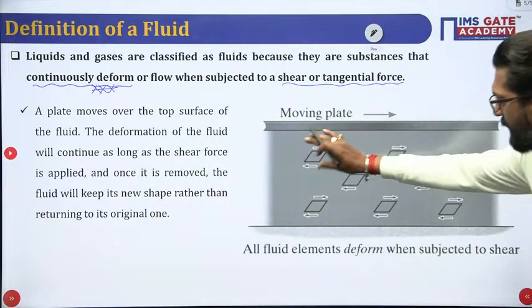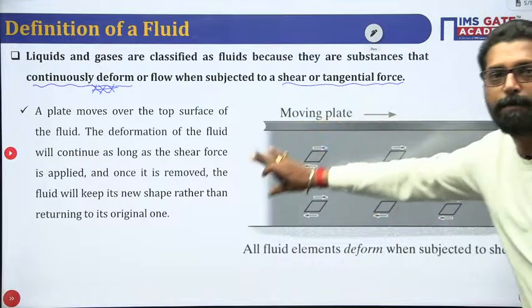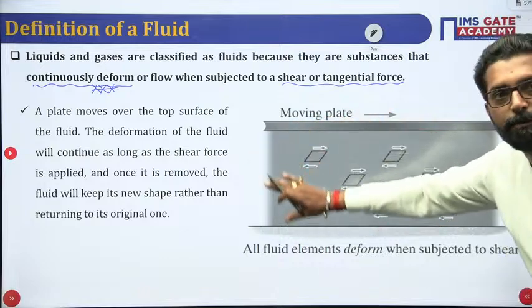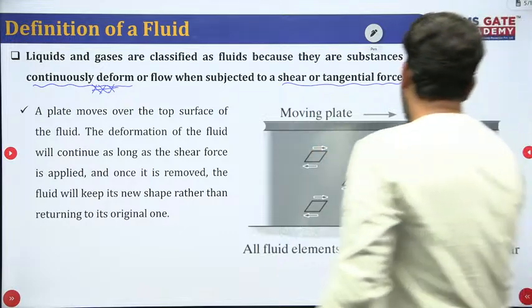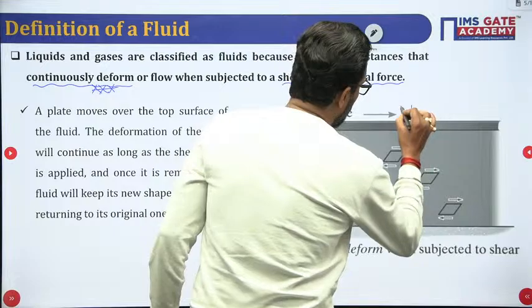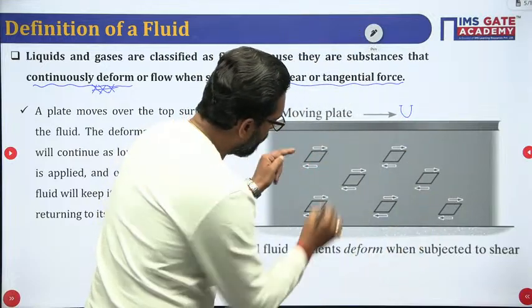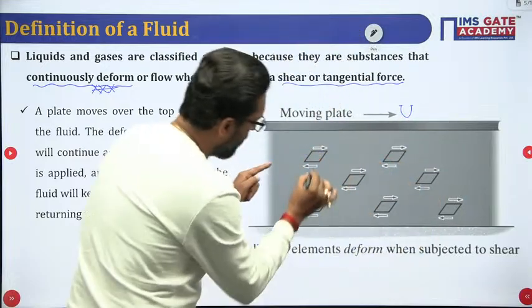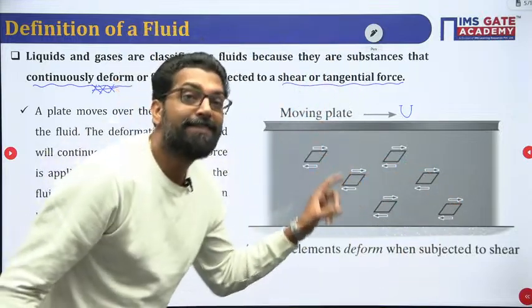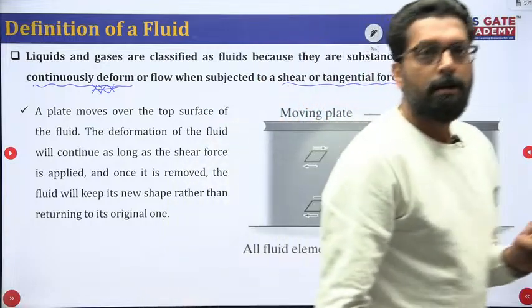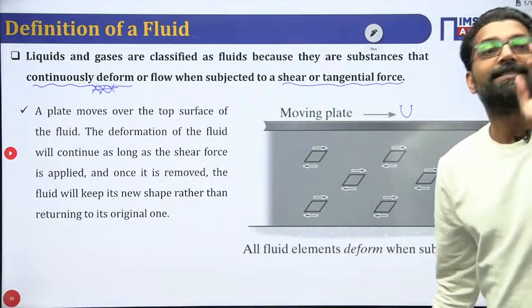So these are the fluid expanses. If you take any element of the fluid, this is the motion, this is the velocity, u. If you take any fluid element at any point, this point, this point, this point, the fluid experiences a resistance.